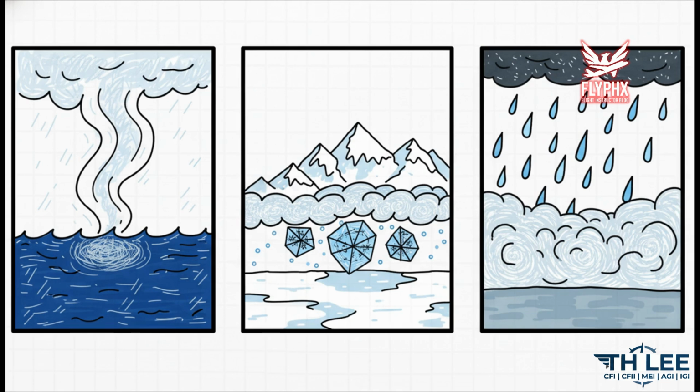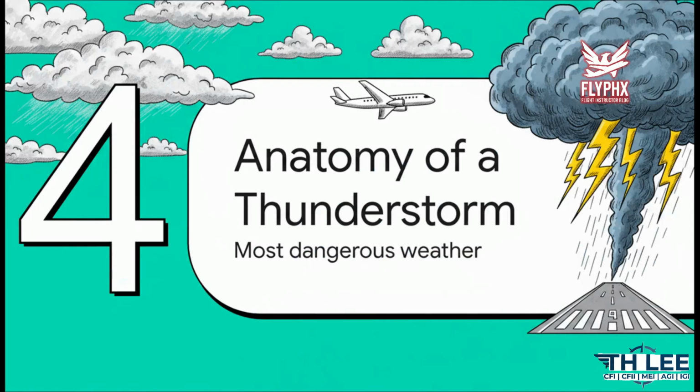Then there's ice fog. This occurs in extreme cold. We're talking around -25 degrees Fahrenheit or -31 Celsius, where water vapor bypasses the liquid stage and changes directly into suspended ice crystals. Finally, we have precipitation-induced fog. This occurs when warm rain falls through cooler air, evaporating as it falls and saturating the air to the point where thick fog forms. Let's move on to Section 4, Anatomy of a Thunderstorm.